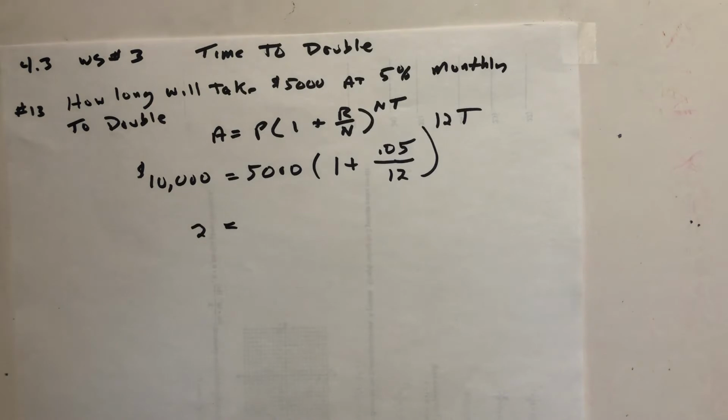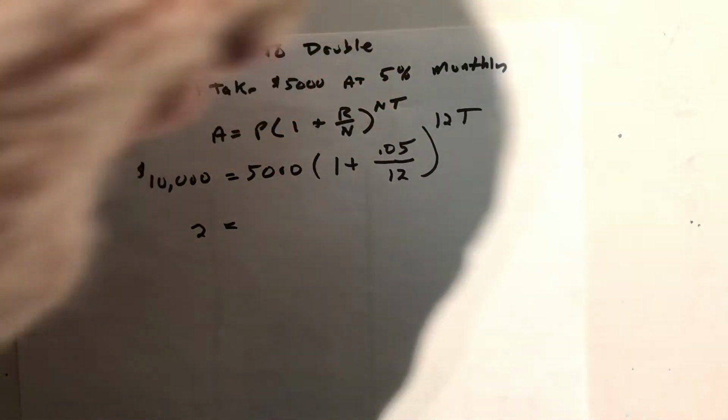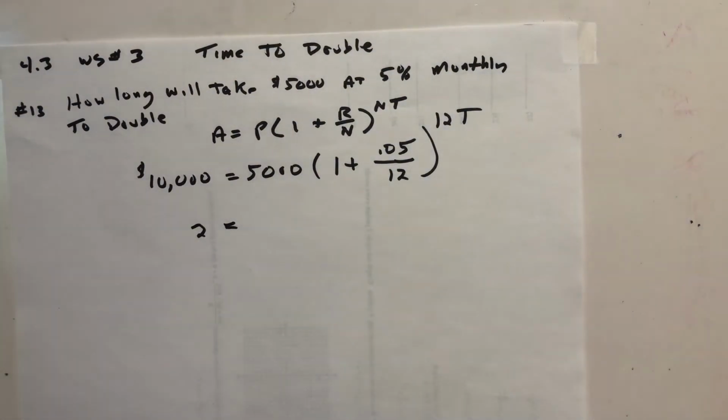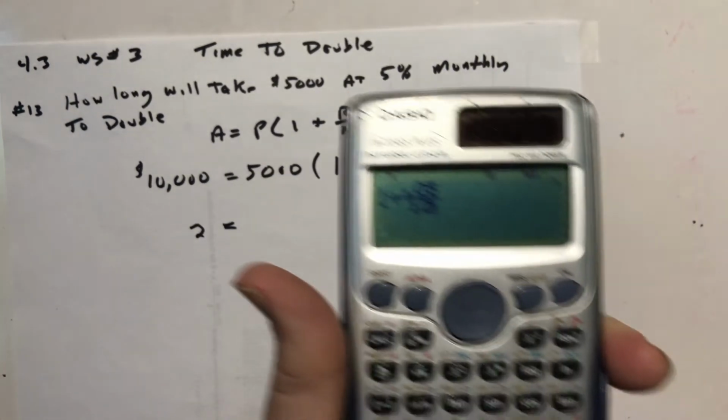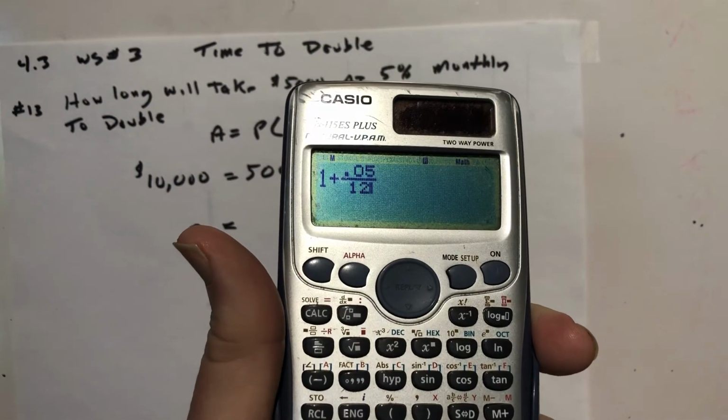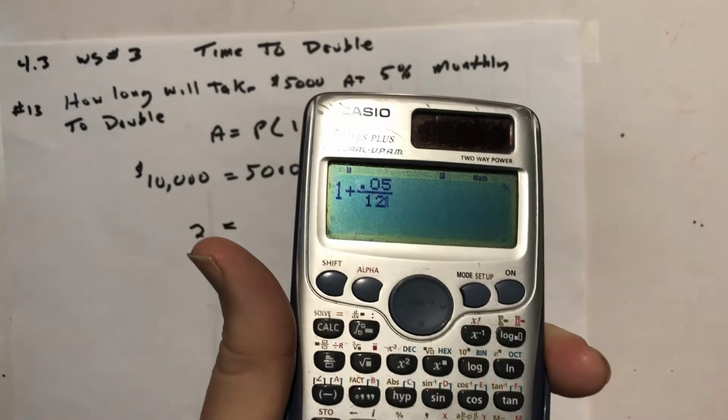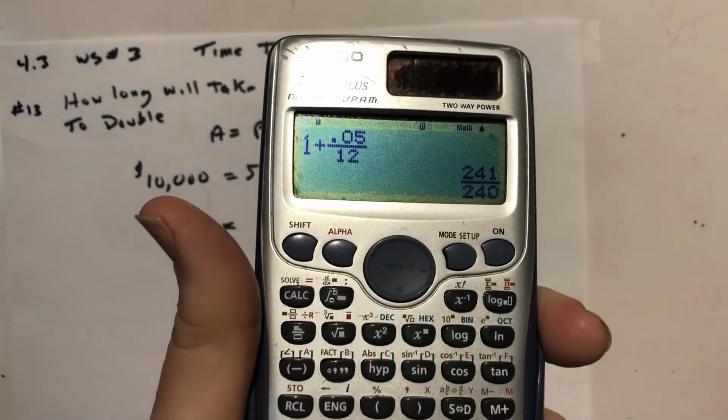All right, so go ahead and, if you have your calculator, do what's inside the parentheses. And you don't need to write the parentheses. So 1 plus the fraction 0.05 over 12. There we are. 1 plus 0.05 over 12 equals 241 over 240.